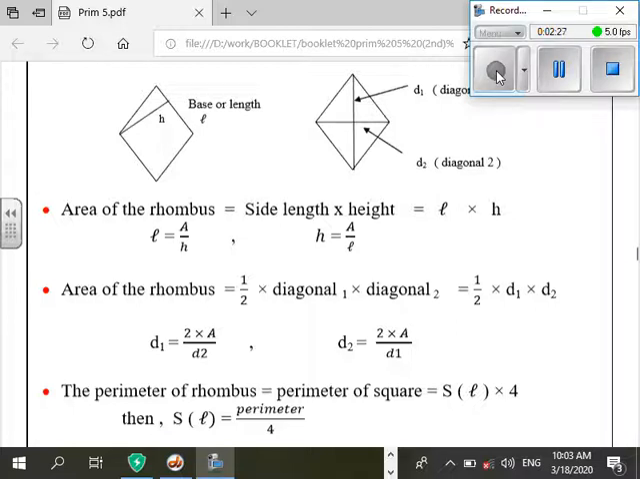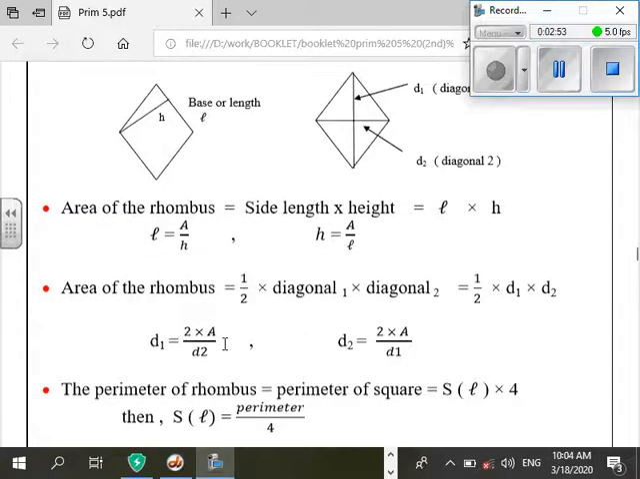If I have the area of the rhombus and we want to find diagonal 1 or diagonal 2, I will remind you of the magic triangle. We use it in the class. When I make the magic triangle, I will put the area on the top, and down I write half by diagonal 1 by diagonal 2.